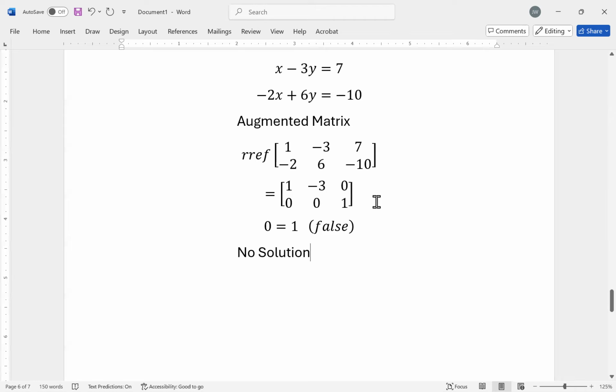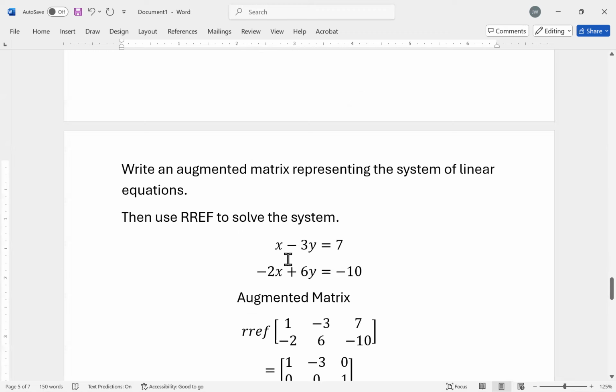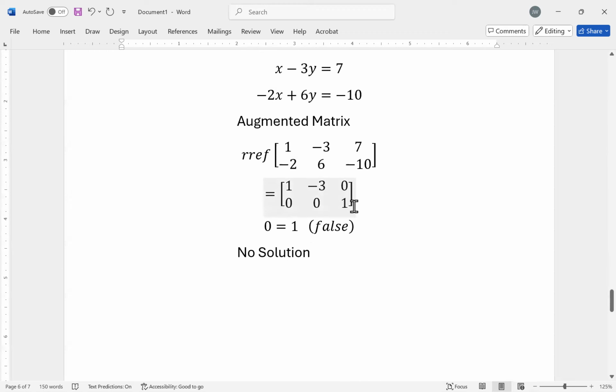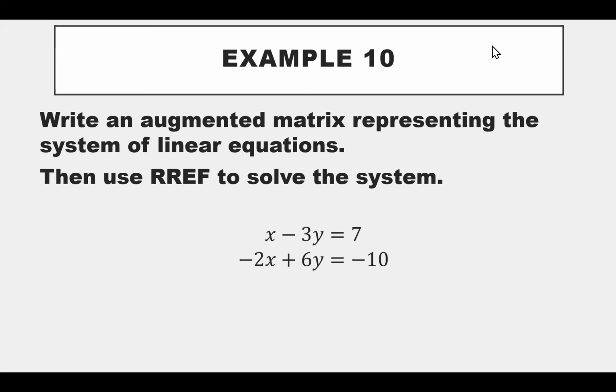So this is the weird case. Most cases end up like this, where we have one unique solution, one ordered pair or ordered triple. But in this scenario, we end up with a false statement. So therefore, I know that the system of linear equations has no solution. So example 10 was a system of linear equations which had no solution.